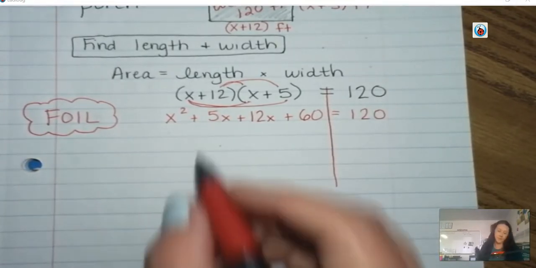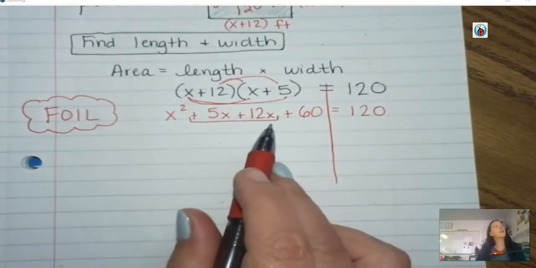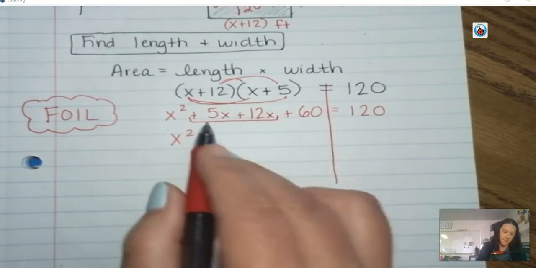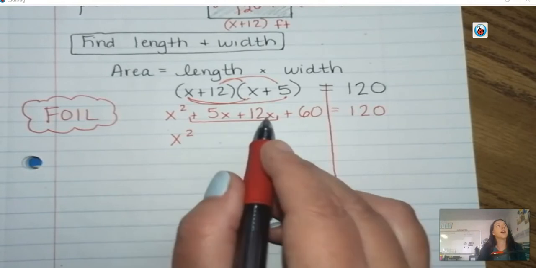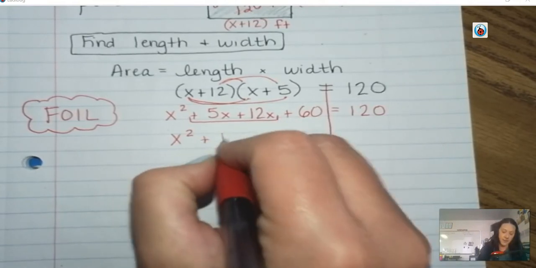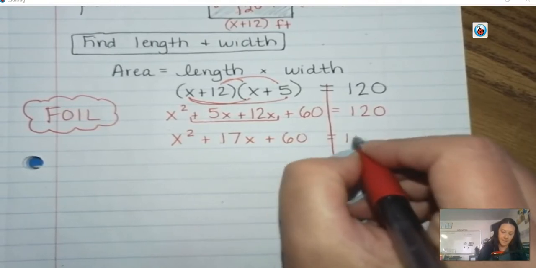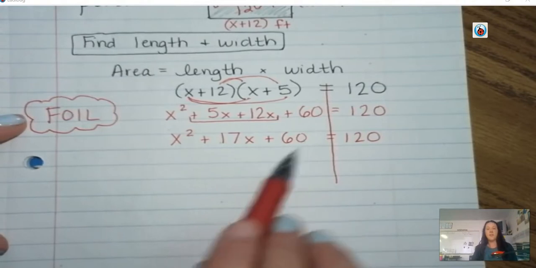Then we're going to combine our like terms that are in that middle section, that 5x and 12x. So I still have x squared. If I have 5x's and I have 12x's all together, I have 17x's. So now I finished foiling.